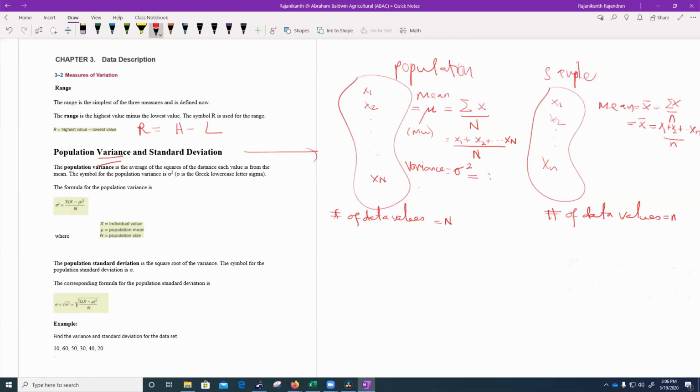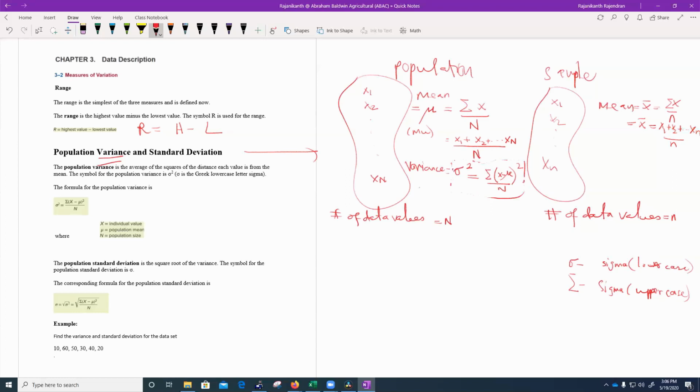The summation of the difference between your data value and this mu, the population mean, then squared. Find this value for each data value, then add them, and you will get the summation. Then you need to divide by what? The population size, the number of data values. There are N of them. So this is the formula we use for the population variance.